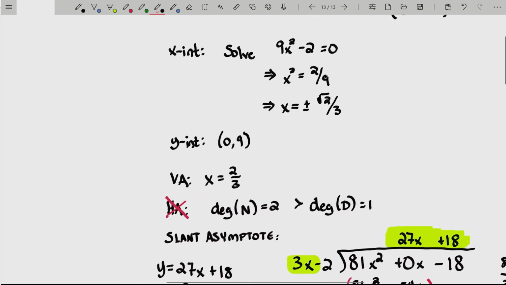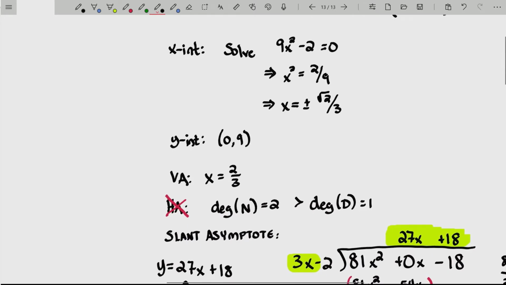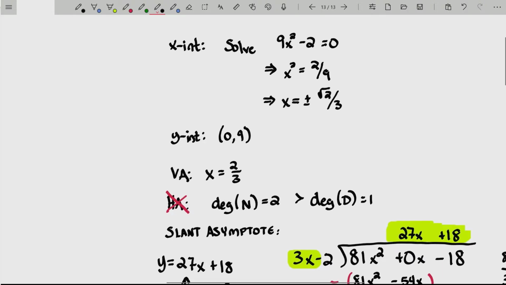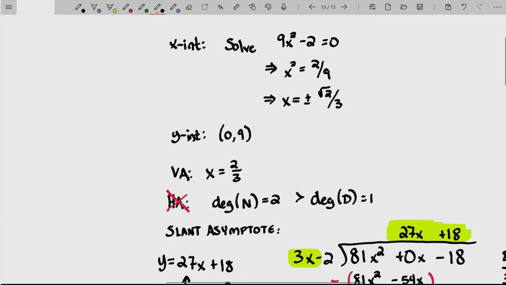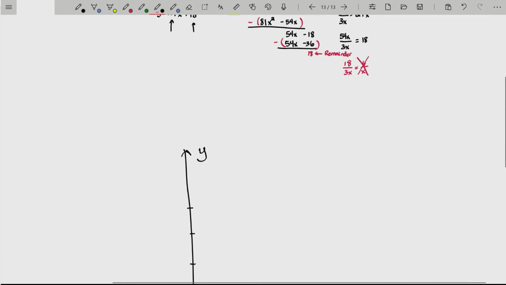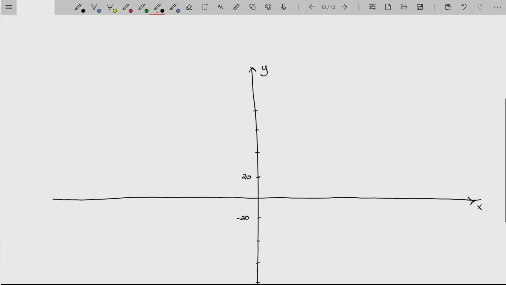So my x-intercepts are super close to the x-axis. They're plus or minus root 2 over 3. Those are small numbers. My y-intercept, though, is just at 0.9. That will be pretty okay. And then my vertical asymptote at 2/3. So my x value scale is really small. Okay, so that's going to be a bit of an annoyance. So I'm going to say this is 1, 2, and 3. I'm just going to go out that far for now.